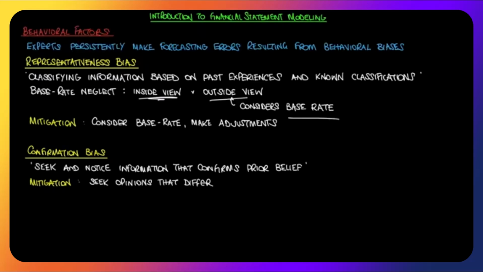And confirmation bias. We are all guilty of this in some way, in some areas of life. Seek and notice information that confirms your prior belief. That's why people have become so politically polarized in recent years, because the information you get is now so tailored, from what their algorithms know your beliefs are, and it just confirms it over and over again.